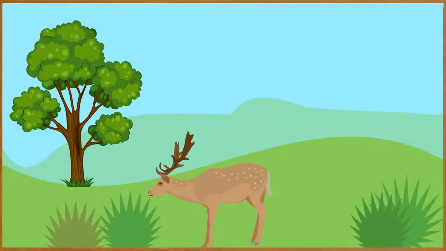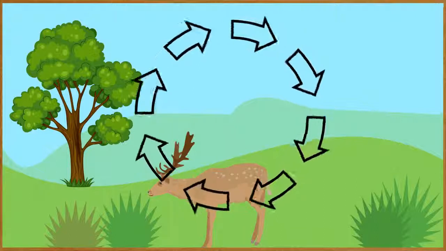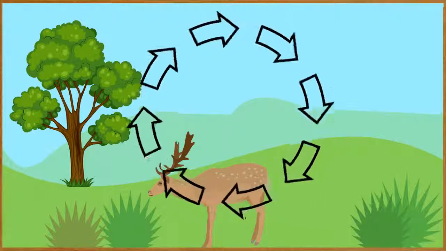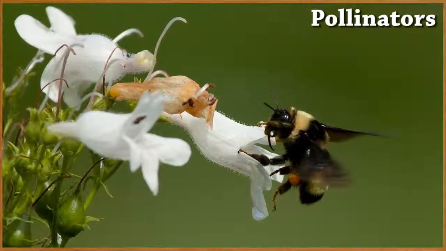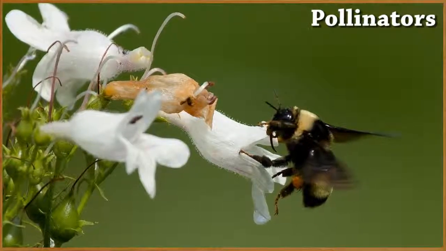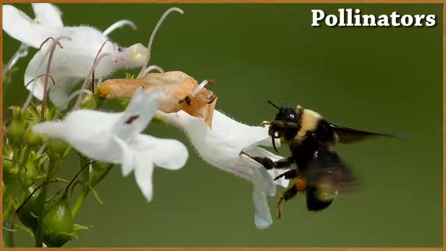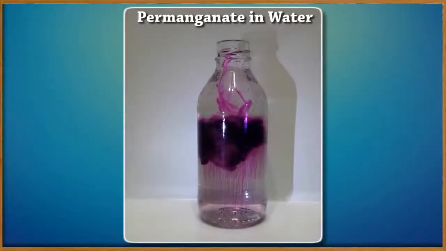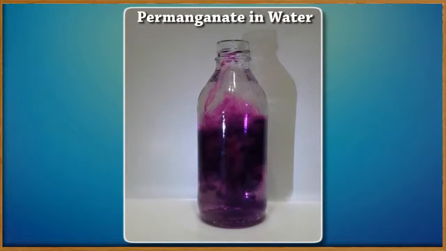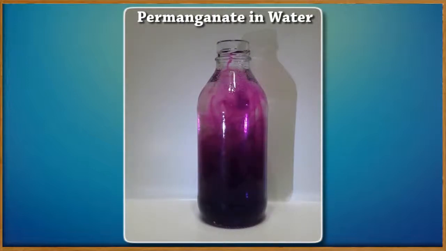Diffusion is also important in gas exchange for respiration in animals and plants. Diffusion is also helpful for flowering plants to attract pollinators like bees. We can demonstrate diffusion in a solution by placing a crystal of potassium permanganate in still water. We observe how the color is distributed from the start and after a few days.